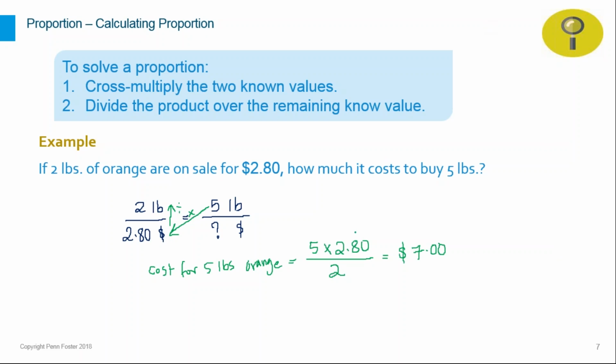Okay, so this is how we set up the proportion. This is how we determine the factual information. The 2 pounds are for $2.80. The known value is 5. The unknown value is the cost of the 5 pounds. And this is how we solve the proportion. Okay, let's look at another example.